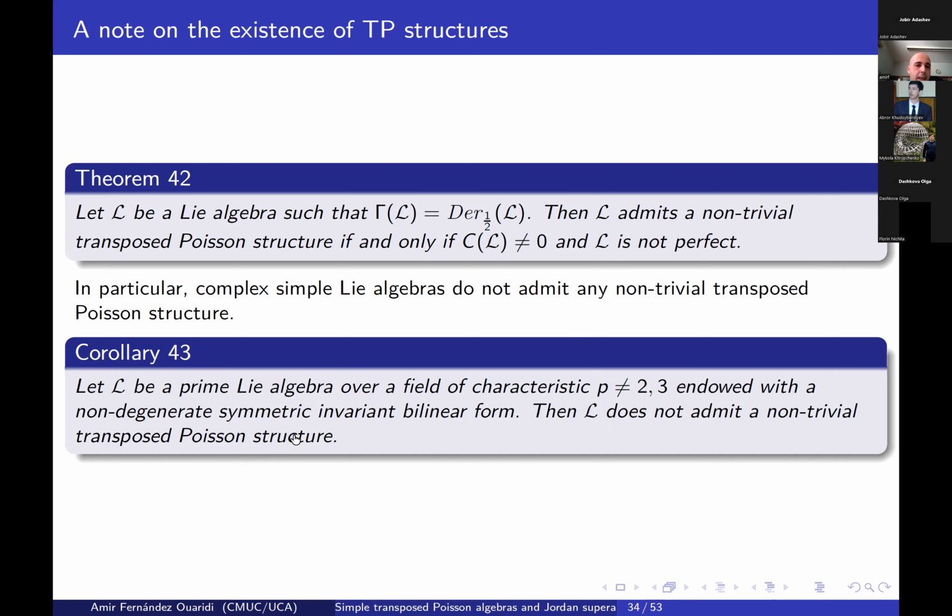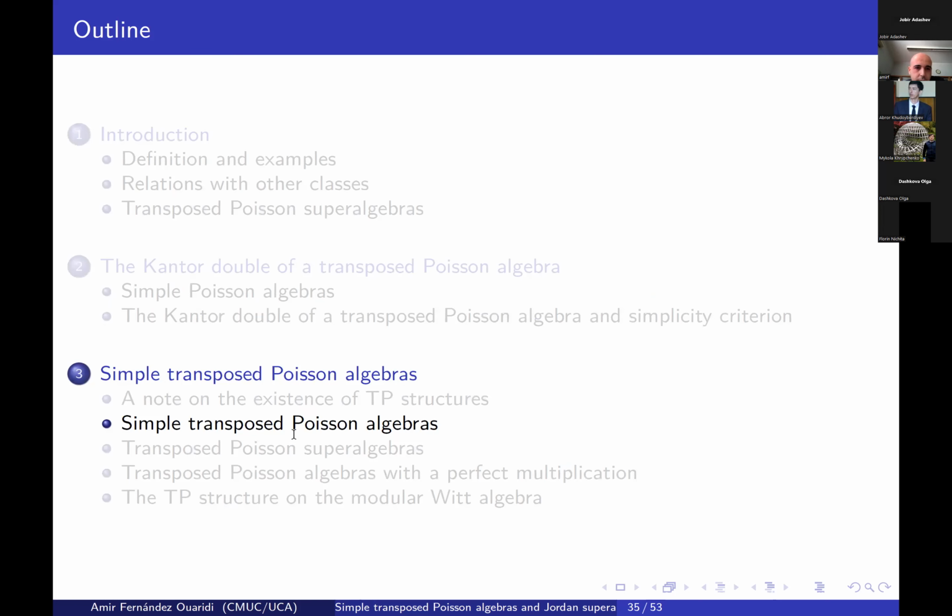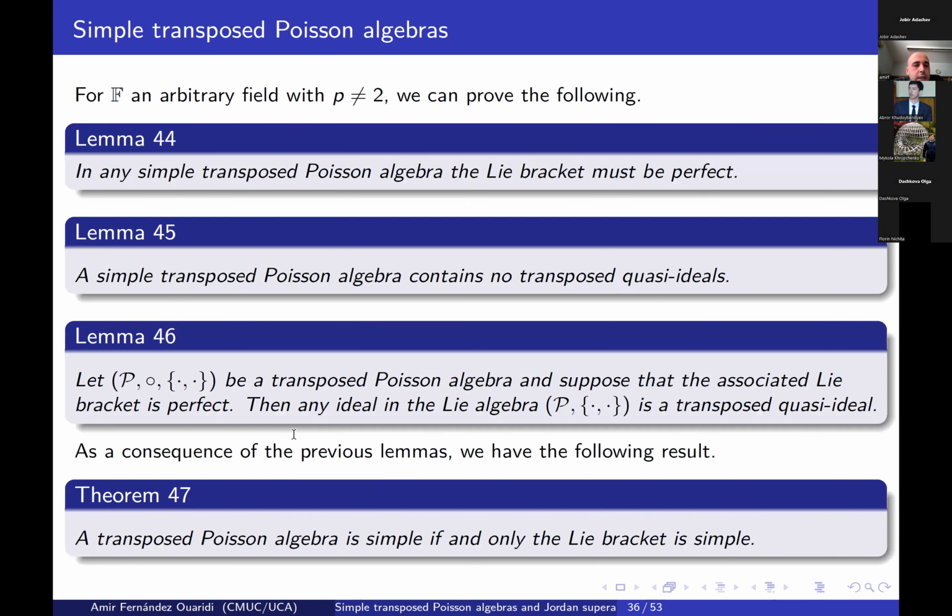Okay. Now, for simple transposed Poisson algebras, if we are over a field of characteristic P different from 2, we can prove the following result. Theorem 47. A transposed Poisson algebra is simple if and only if the Lie bracket is simple. So all we have to look at, if we want to know if a transposed Poisson algebra is simple, is to look at the Lie bracket.